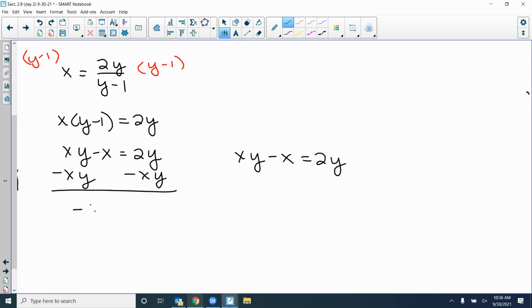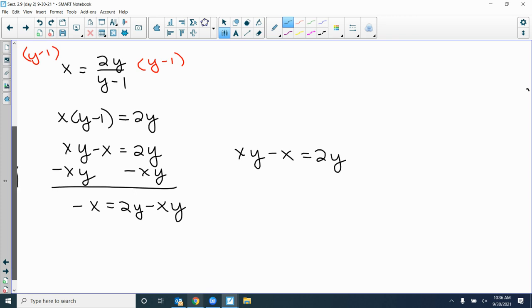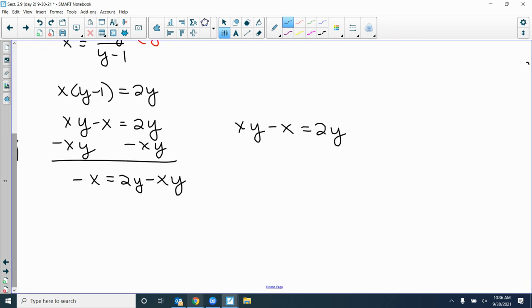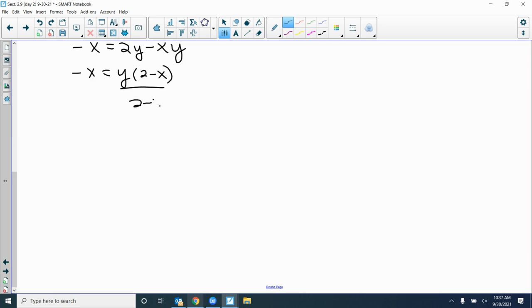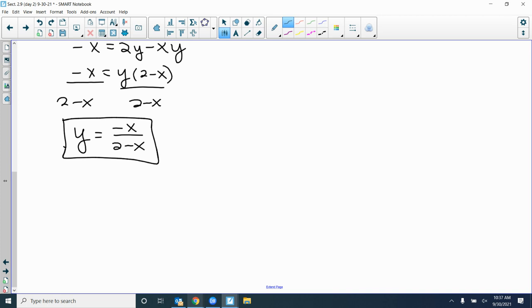And that gives me negative x equals 2y minus xy. Now here's why this works. You get everything with that variable on the same side. Then we do what? Factor it out. And so I get negative x equals y times 2 minus x. Now I can divide by 2 minus x, divide by 2 minus x. And I'm just going to write the y first. Y equals negative x over 2 minus x. There's your inverse.